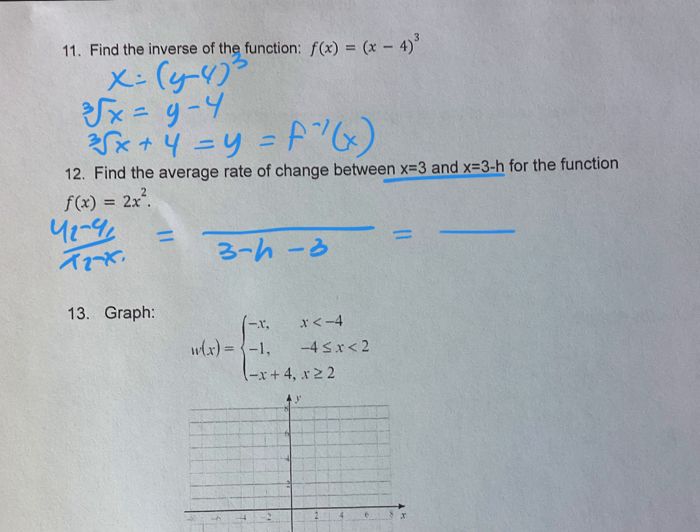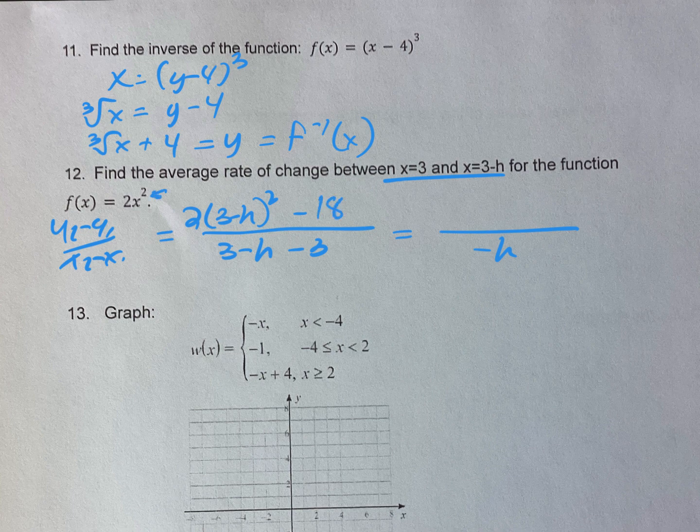Let's go ahead and just finish the bottom. The 3's are going to cancel. I'm going to get a negative h down there. Now to get your y's, you must plug in 3 minus h, and then plug in 3. Now when I plug in 3 right here into that x, 3 squared is 9, 2 times 9 is 18, so we're going to get 18.